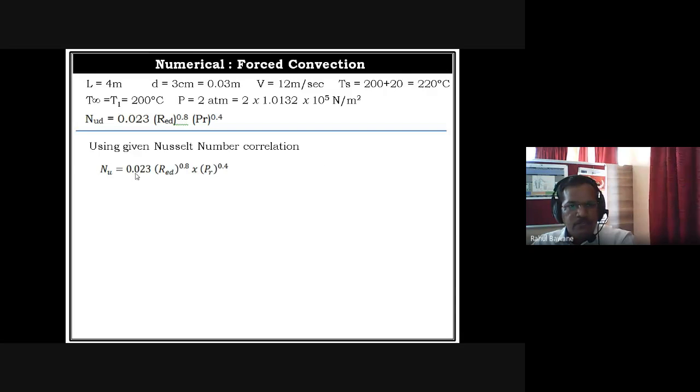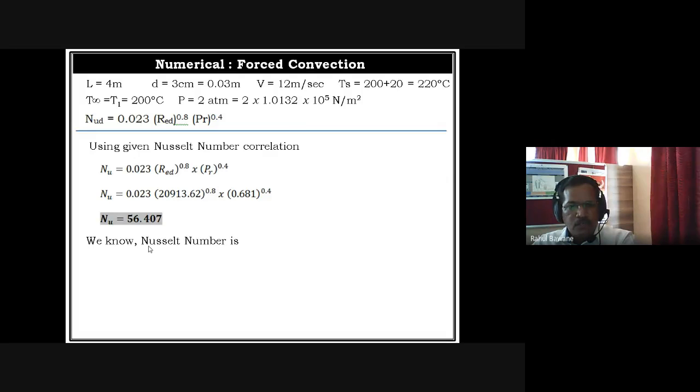So Nu is equal to 0.023, Reynolds number raised to the power 0.8, Prandtl number raised to the power 0.4. The Reynolds number we calculated, 20913.62, raised to the power 0.8, and the Prandtl number they provided, 0.681. After calculating, we found that the Nusselt number is 56.407. Again, this is also a dimensionless number.